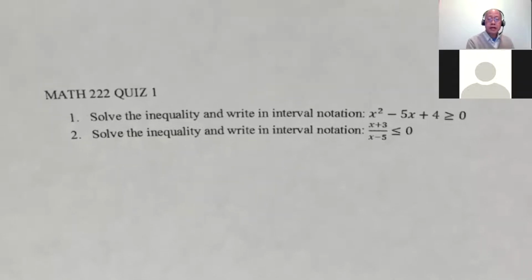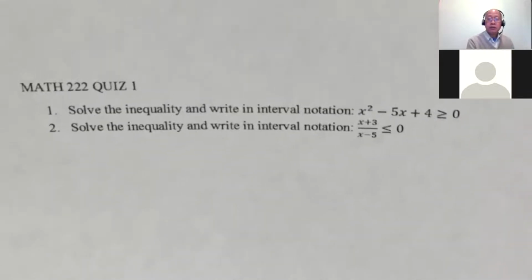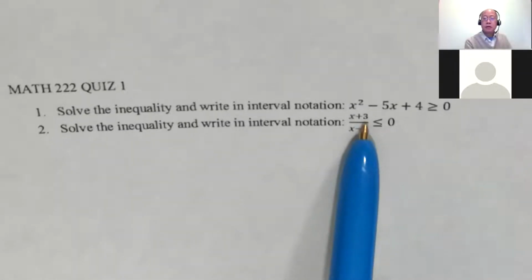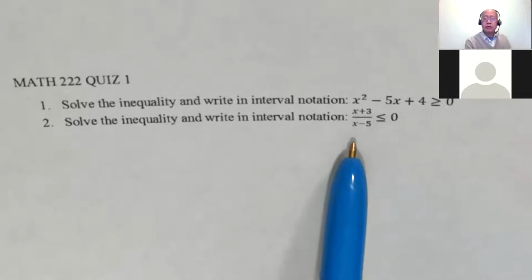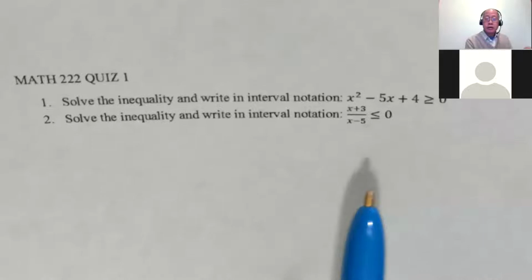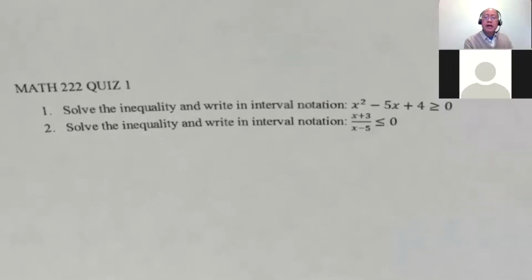Number 2, same thing, it's a fraction, but same thing. What number makes the numerator 0? That should be pretty easy. What number makes the denominator 0? That should also be easy. Put that on a number line. Number 2 is a little bit tricky.